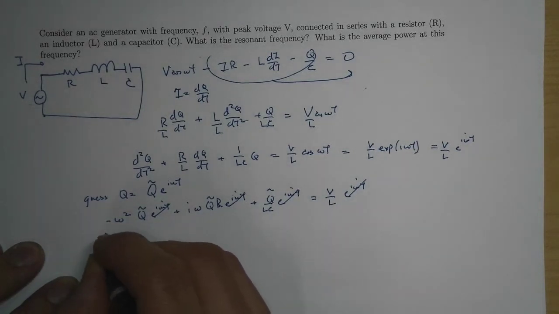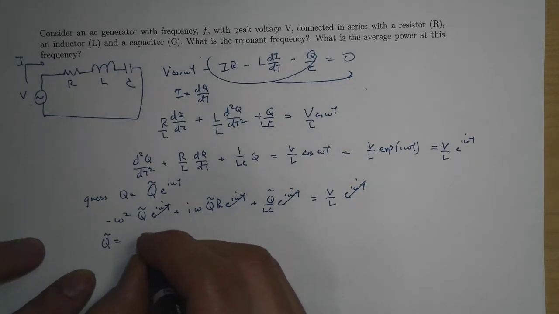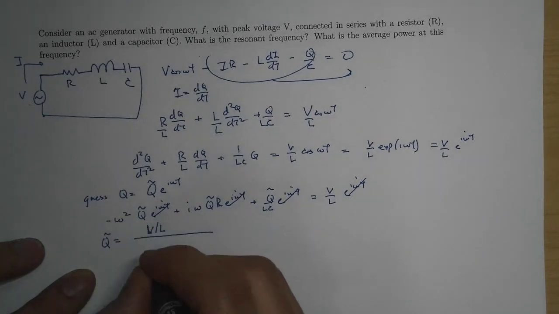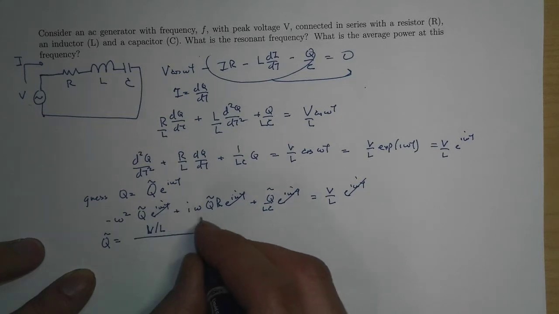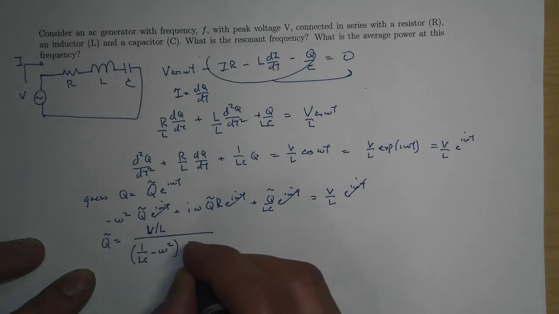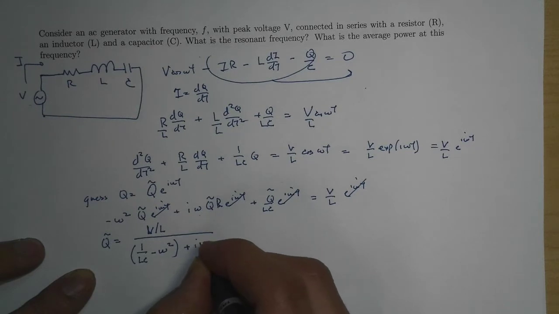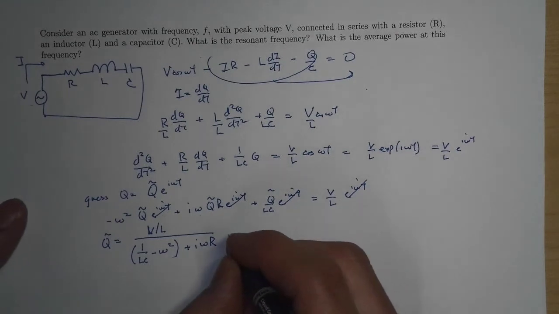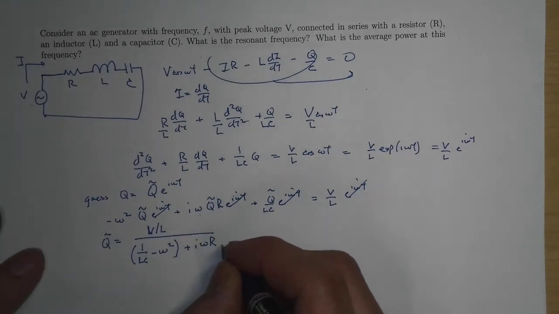So now q squiggle is going to be equal to V over L divided by this term right here, 1 over LC minus omega squared, and then I have a complex thing right there, plus i omega R. And that's my q squiggle.